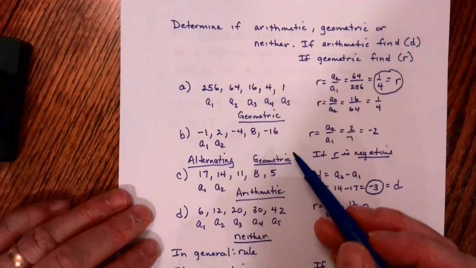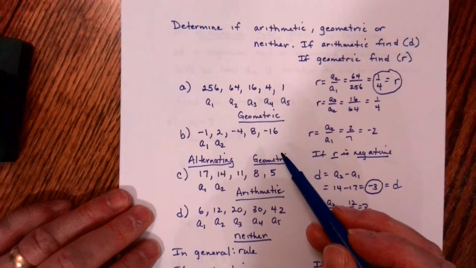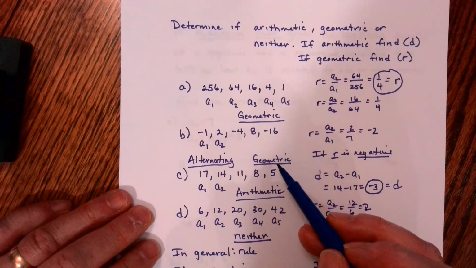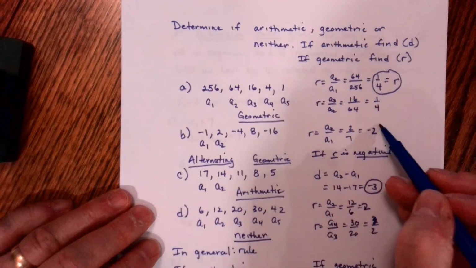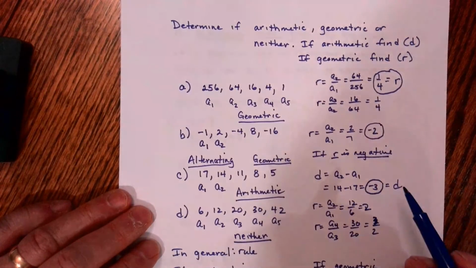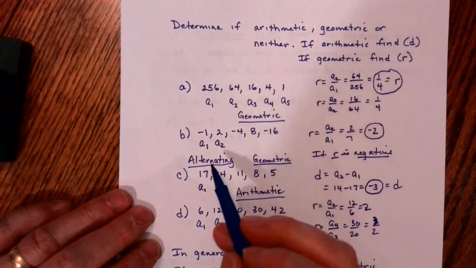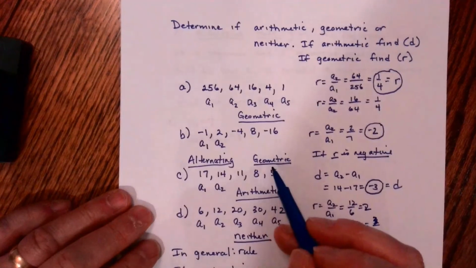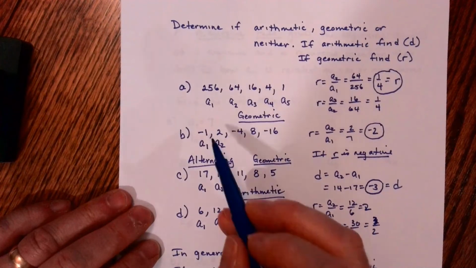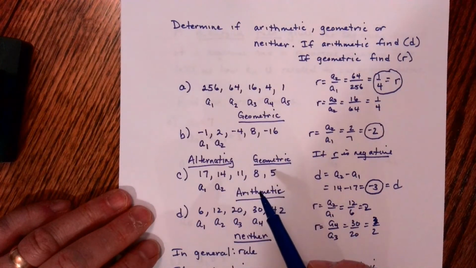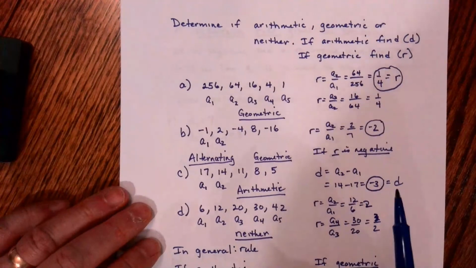In our second example, we were asked to determine if it was arithmetic or geometric. We determined that it was geometric, and its R value was -2. Since it was -2, we can call this an alternating geometric sequence because the values alternate back and forth from right to left, from negative to positive, and from positive to negative.